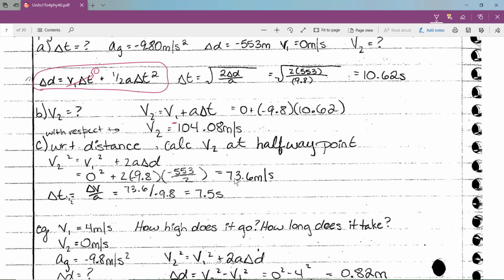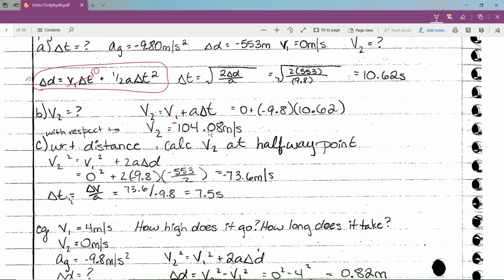Okay, and you'd get 73.6 meters per second. I'll put a negative sign there. So you see that it's more than half of the velocity when it hits the ground. And that's just the way the mathematics works. That is science. It's not half, it's more than half.